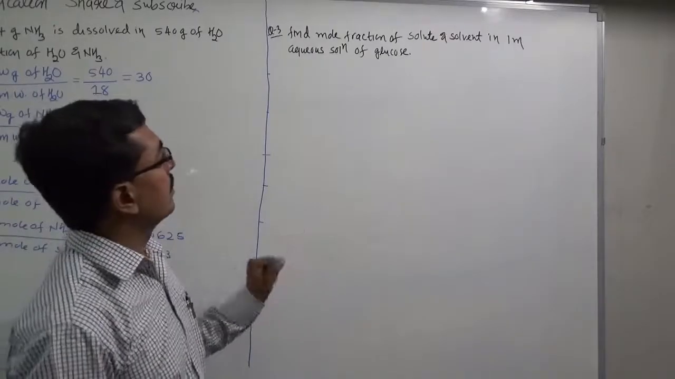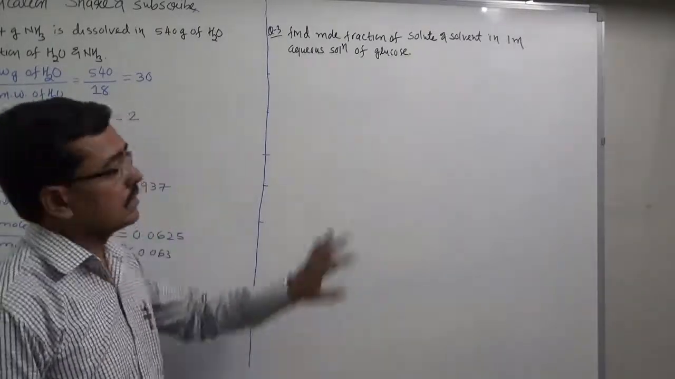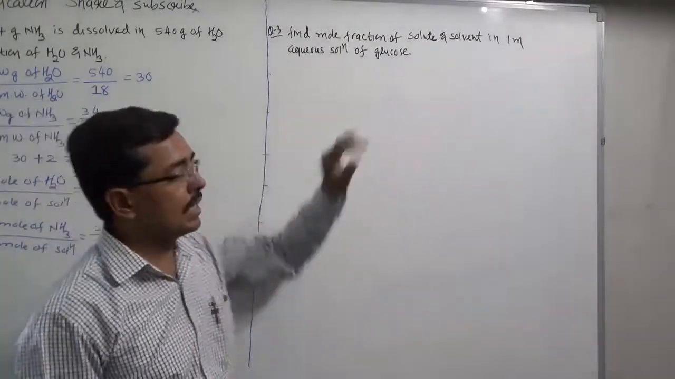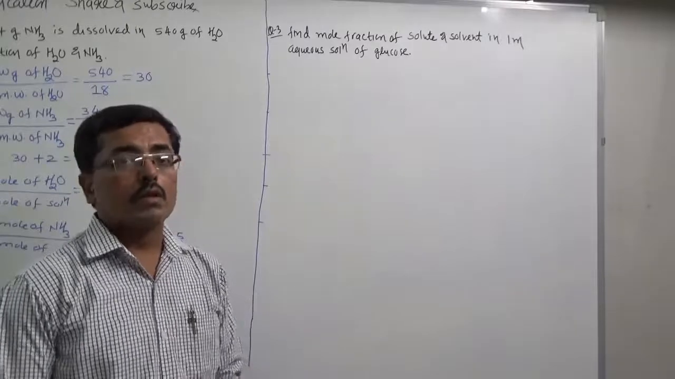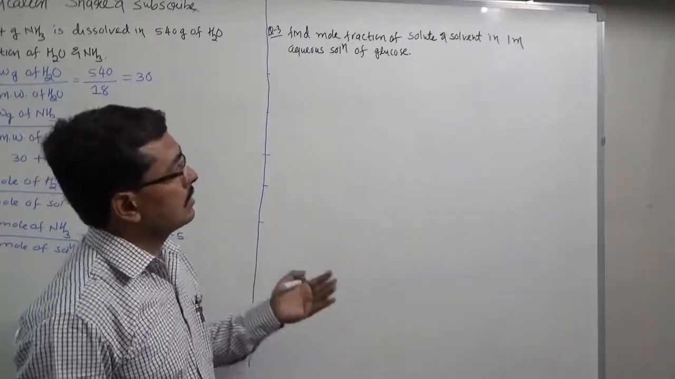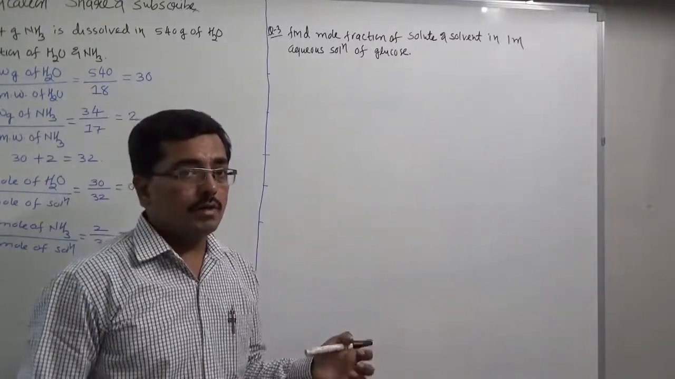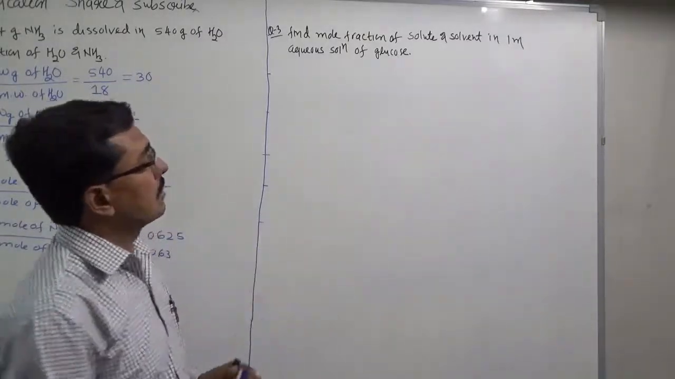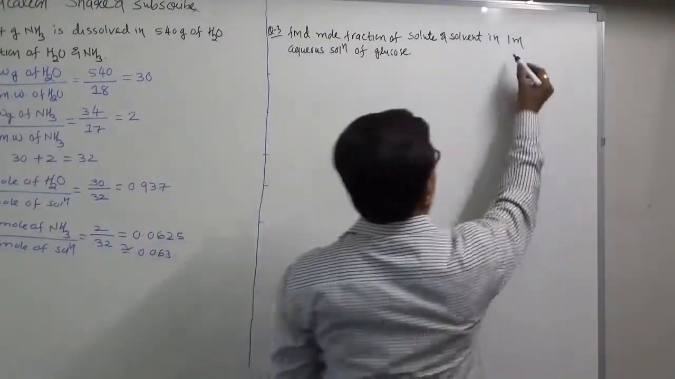Now question number 3. The statement is: find the mole fraction of solute and solvent in 1 molar aqueous solution of glucose. Now here, what is the weight in gram of solvent? It is given indirectly to us. Now we have to analyze this statement: 1 molar aqueous solution of glucose.